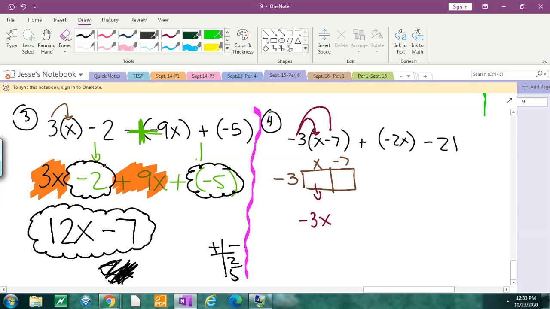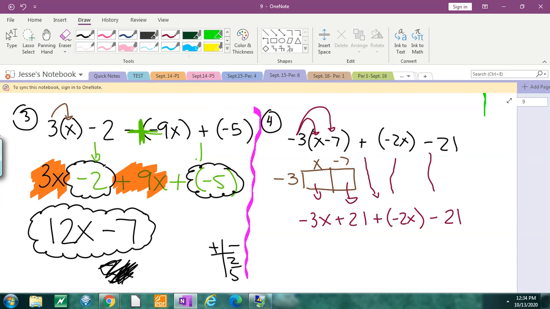Negative times negative is a positive. Remember, take care of the sign first. And then 3 times 7 is 21. And that should have been in that box. What do I do with the plus negative 2? All you have to do is drop it down, because there's nothing you do with that. And then the next one is minus 21. So there you go.